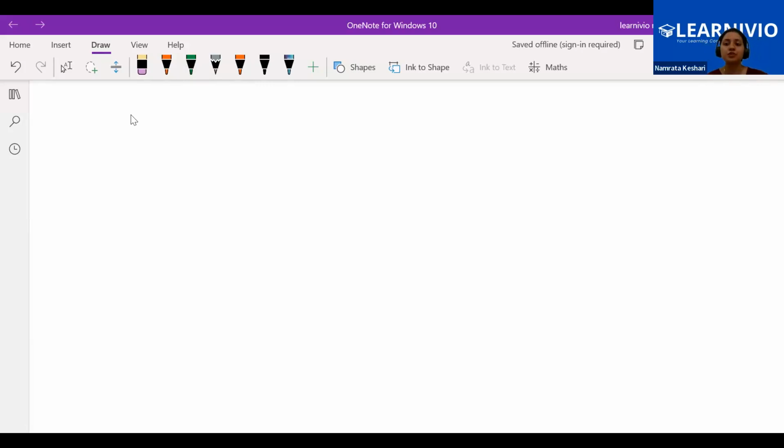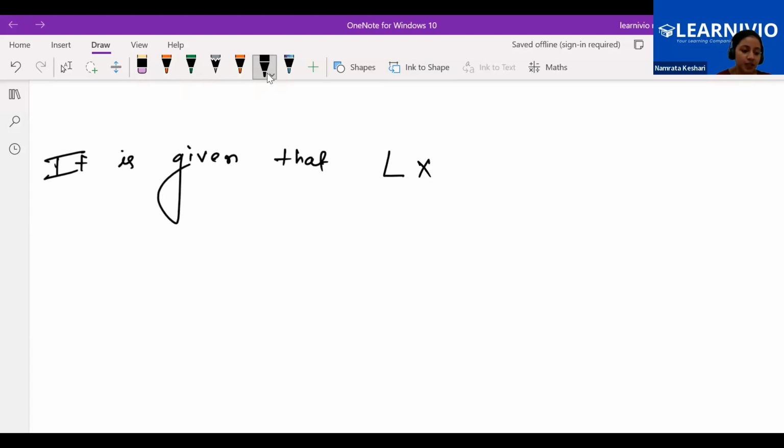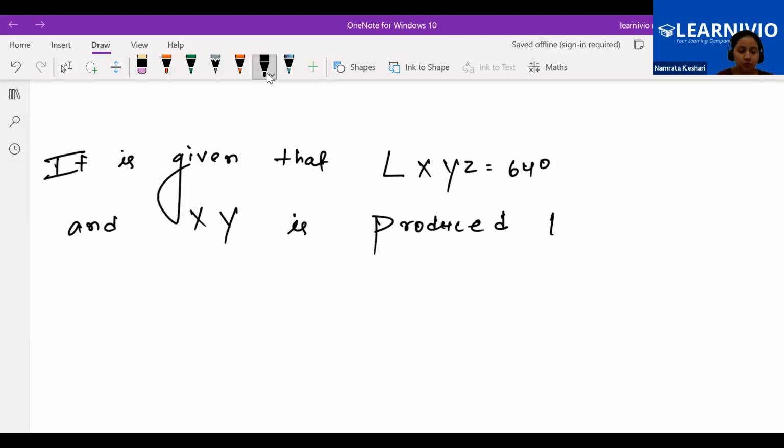Yeah, the question is, first you are going to try it, then we'll be discussing it. The question is, it is given that angle XYZ is equal to 64 degrees and XY is produced to point P.